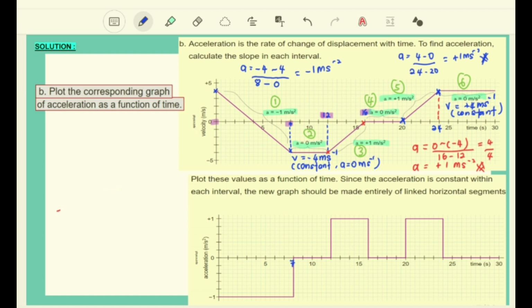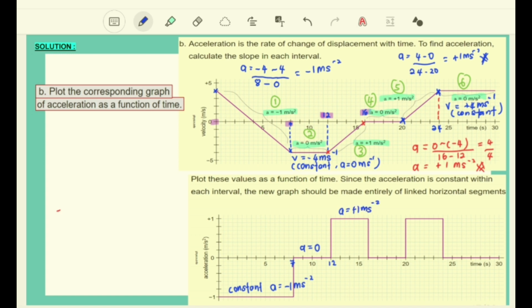Okay, you can see here it's negative 1, so we draw the line at negative 1. It's constant acceleration equal to negative 1. From 7 to 12 seconds, acceleration is equal to 0. Then we continue from 12 to 15, which is positive 1, so you draw the line here.